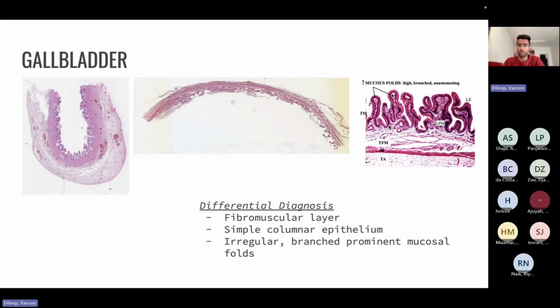This picture is from your lecture itself. As you can see, it has mucosal folds which are highly branched and anastomosing. So again, four layers. You have tunica mucosa, and then the difference is that instead of tunica submucosa, you have the tunica fibromuscularis, and then tunica muscularis, and then you have the tunica adventitia.